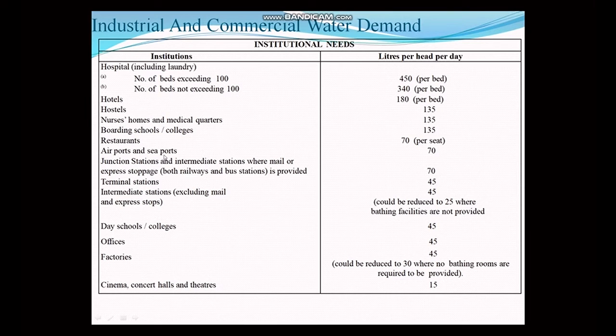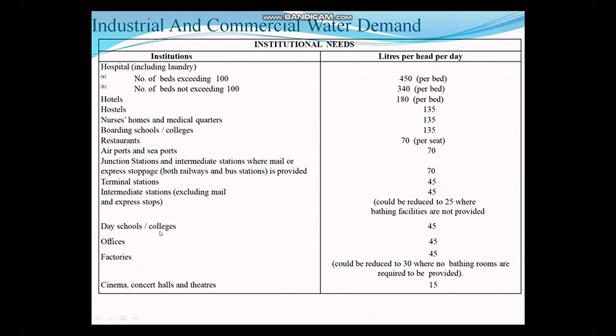For airports and seaports, the required water supply or water demand is 70 LPCD. For junction stations and intermediate stations where mail or express stoppage is provided, the required water supply is 70 LPCD. For terminal stations, the required water supply is 45 LPCD. And for the intermediate stations, the required water supply is 45 LPCD.